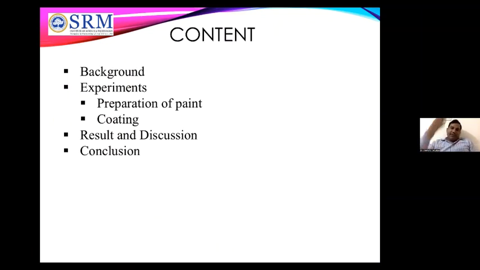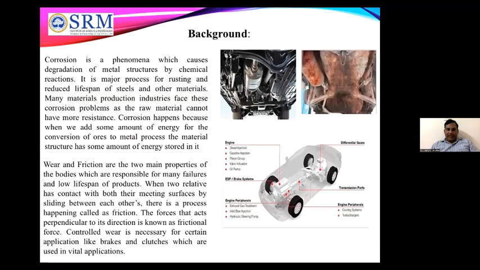This is my background. We explain why we chose this topic and how we conducted the experiments in the preparation of paint. Then we performed the coating on steel, mild steel surface, because most automotive bodies are made of steel or mild steel. Then results and discussion, followed by the conclusion. So the background is corrosion.